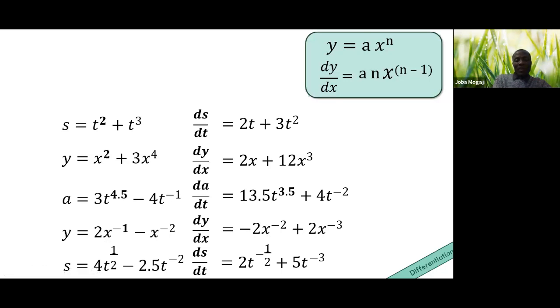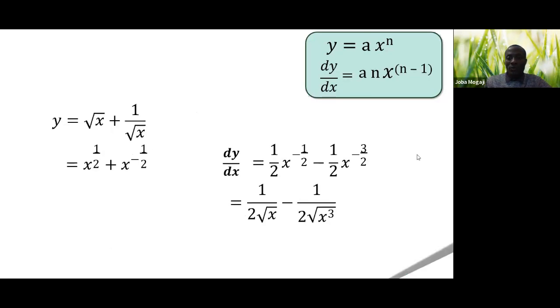And if I have the last one, which is s equals 4t raised to the power of 1/2 minus 2.5t raised to the power of minus 2, my ds/dt will be equals to 2t raised to the power of minus 1/2 plus 5t raised to the power of minus 3. Now, let's take a look at some other examples under that.